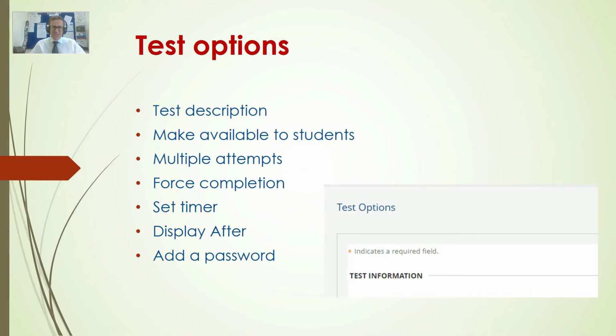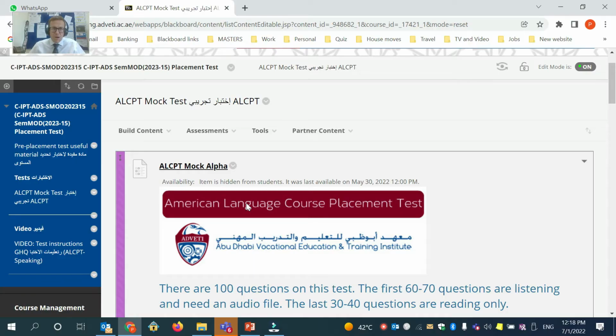So first of all, for test options, this is after you've made the test and you've put all the questions in. But the little options you would do for the test, and it's test description, making it available to students, multiple attempts, forcing the completion, setting the timer, displaying time, and adding a password. Okay, so for this I'm going to use a mock test to show you how it would work.